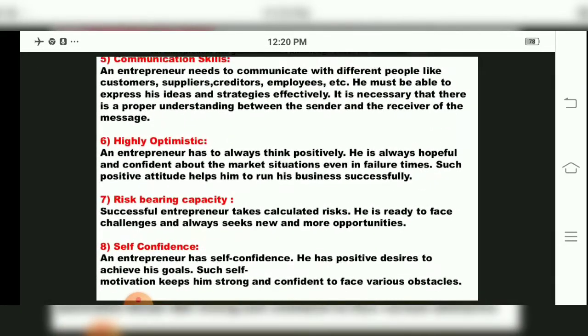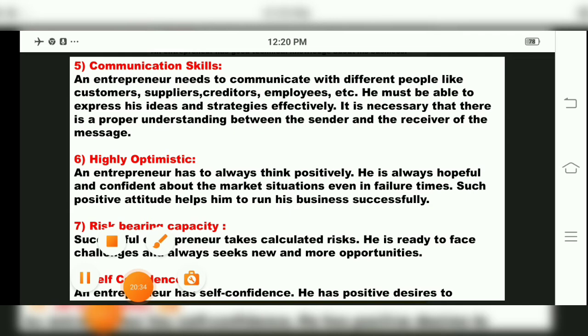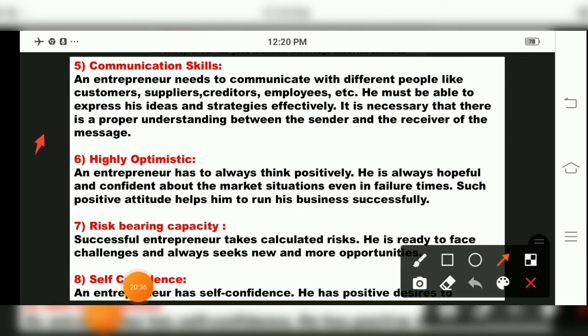Communication skill, children. We are studying, see, one by one characteristics. So the fifth one is what? Communication skills. Now here an entrepreneur needs to communicate with different people, say like customers, suppliers, creditors, employees. He must be able to express his ideas, strategies effectively. So it is necessary that there should be a proper understanding between the sender and the receiver of the message. Communication skills we have studied in what, children? Functions of management. Communication and coordination are most important to make the work go smoothly.